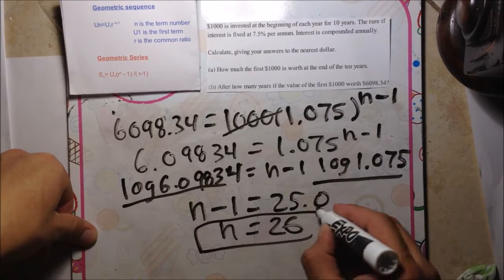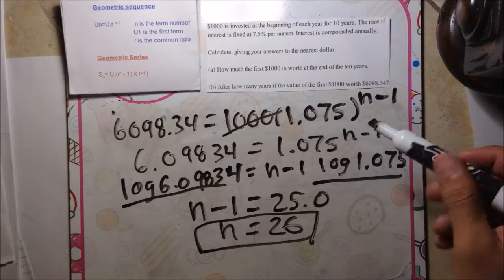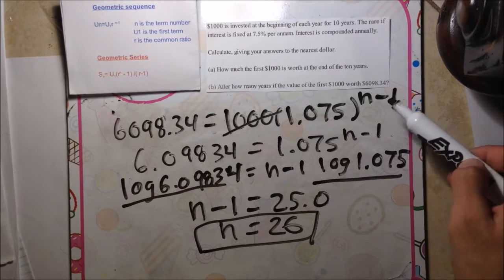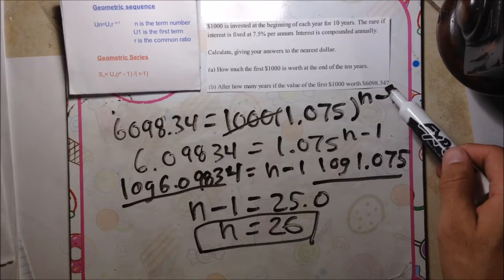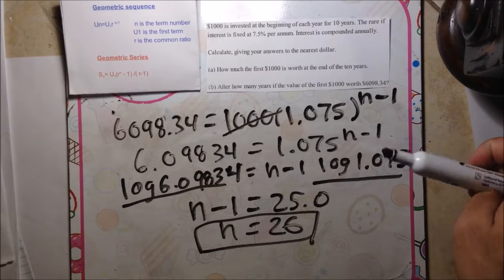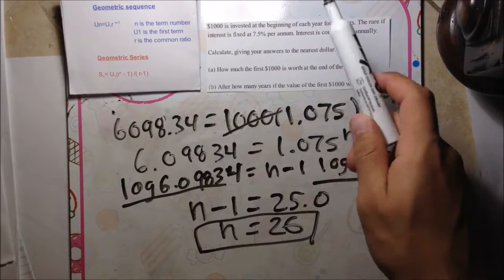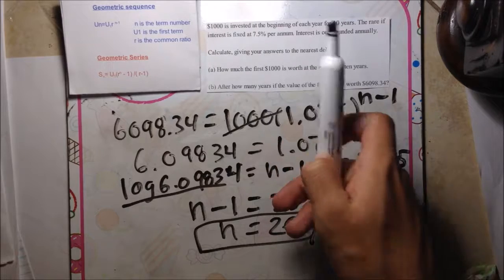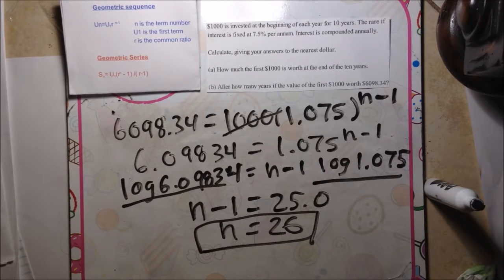So this means that after 26 years, the initial investment of $1,000 will be worth $6,098.34 if the interest rate of 7.5% per year remains the way it is. So there you go.